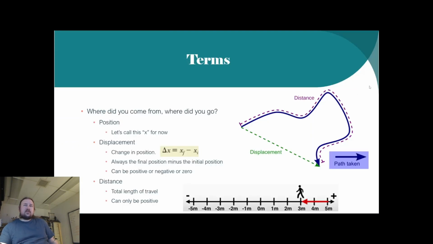So first we better get some terms in order like we usually do. I guess we better know where we started and where we're going to go would be the first term. So where did you come from? Where did you go? We're going to call that a position. Okay. So right now we're just going to call it X. And it's the location of whatever your object is. They call it a particle. They call it an object. It can be anything as long as it is something with mass, and it's the location of that particle with respect to some chosen reference point.